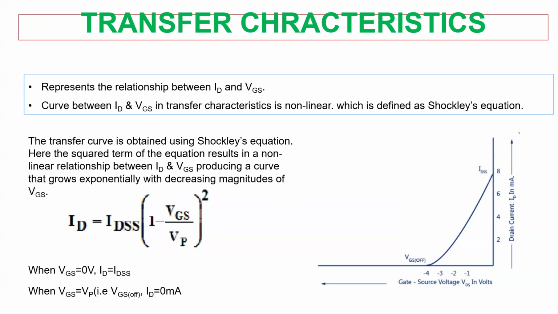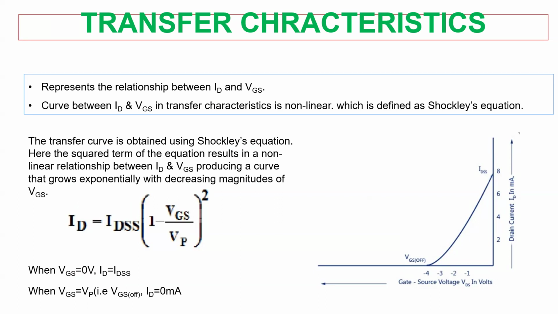So VDS is adjusted to some suitable value and VGS is increased in small steps. When VGS is 0, ID is maximum, that is ID equals IDSS. And when VGS is increased, drain current decreases and reaches 0, denoted as VGS off. That is, at that time ID is equal to 0 milliampere. So this is about the construction and operation of your N-channel JFET.